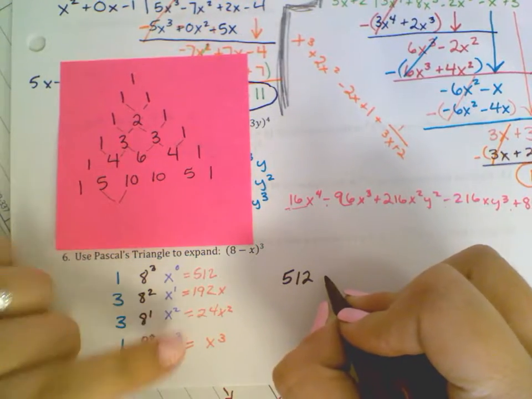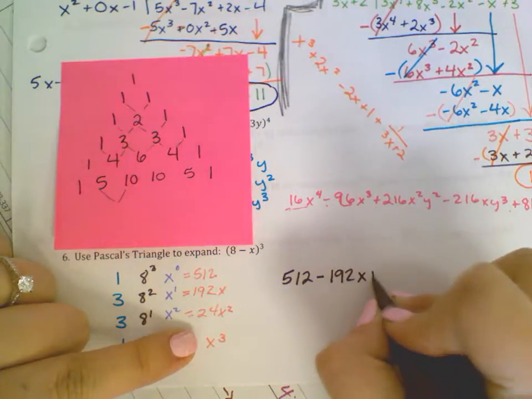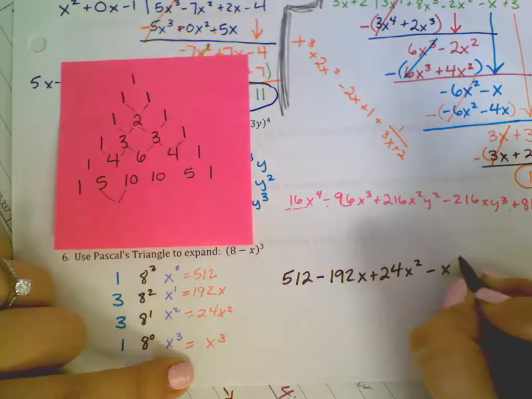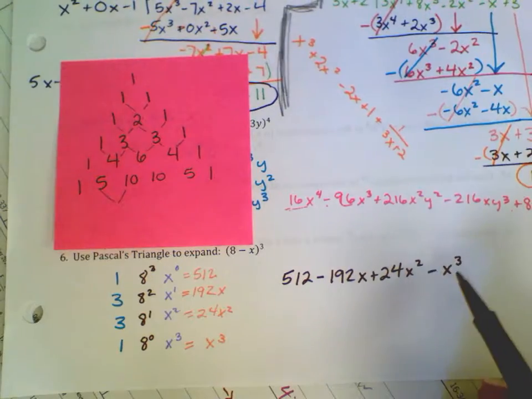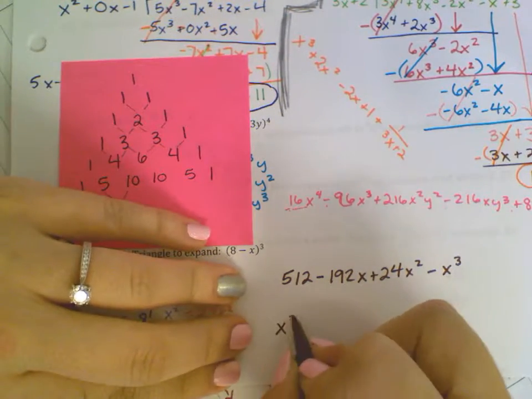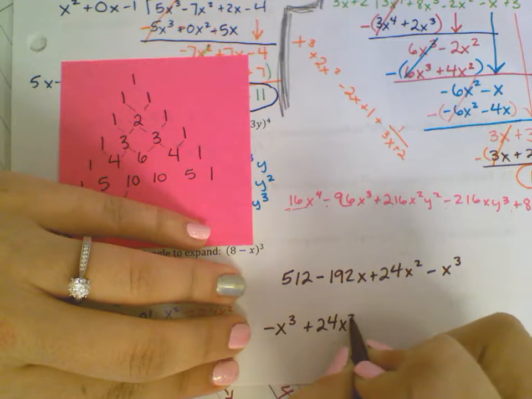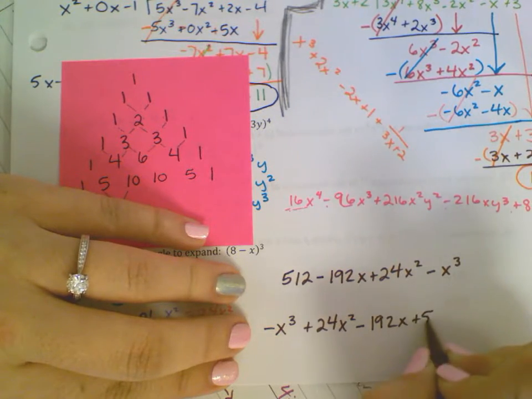So your final answer will be 512 minus 192x plus 24x squared minus x cubed. And then technically the way that we write our answers would be in descending order of exponents. So really your answer should be negative x cubed plus 24x squared minus 192x plus 512.